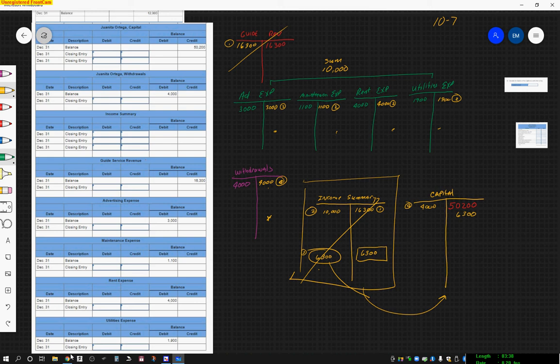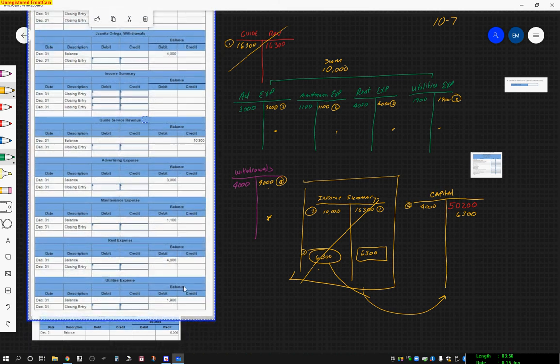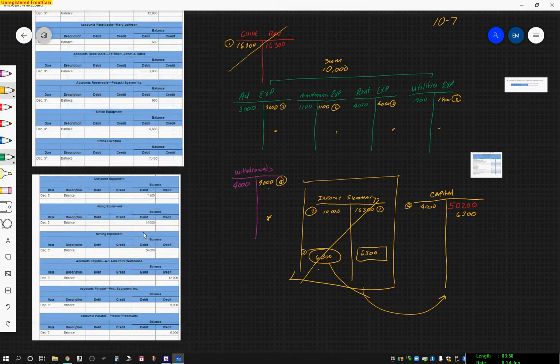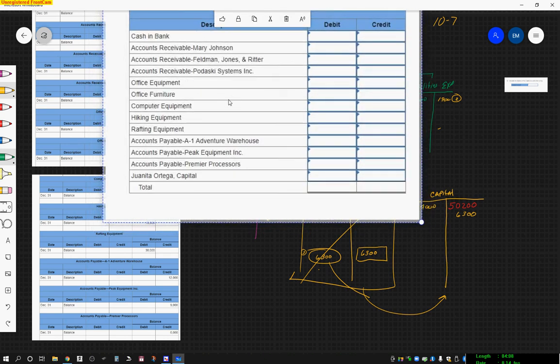So what's the second part of that question asking us? Well, it's asking us to prepare a post-closing trial balance. And since we have all the information for this journal right here, I'm going to see if I can just get rid of it, and then we can call up the rest of these accounts. Well, that's simple enough. Let's work on the permanent accounts first, and then we will come back to those temporary accounts.